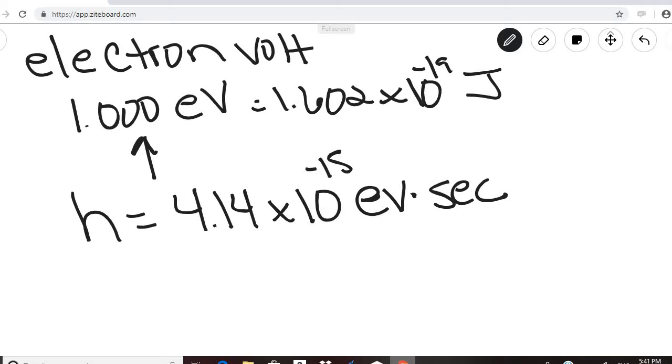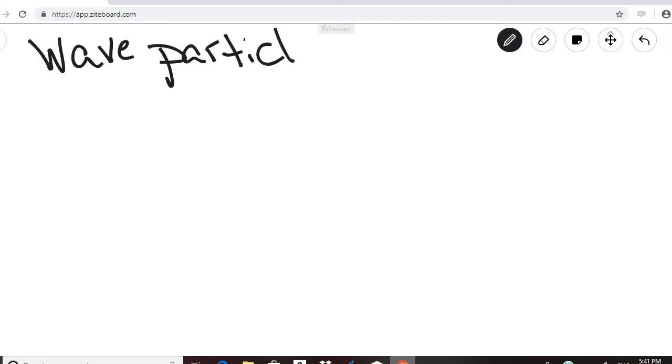So what do we say then about light? Well, because there is evidence that light is a wave, and that light is also a particle, we talk about the wave-particle duality of light, because there is evidence to suggest that light acts as both a wave and a particle.